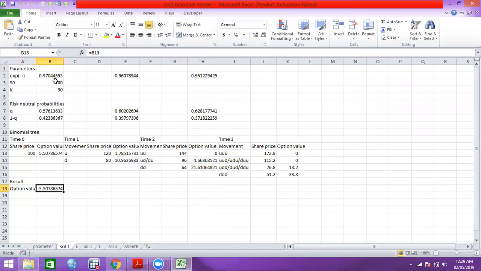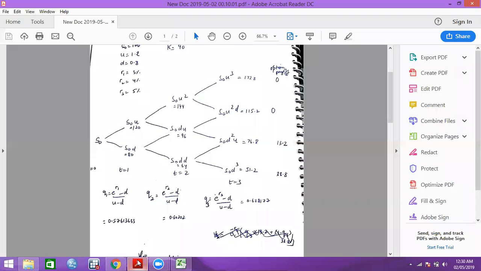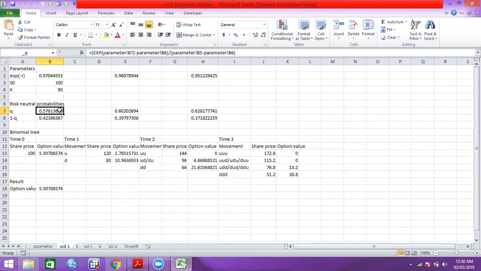You can clearly see here I have first calculated all the parameters that I'll be requiring for this calculation. This value is e to the power minus r1, this is e to the power minus r2, and this is e to the power minus r3. S0 is $100, K is 90, and these are the risk neutral probabilities which I have calculated here, Q1, Q2, and Q3. I have used the same formula.